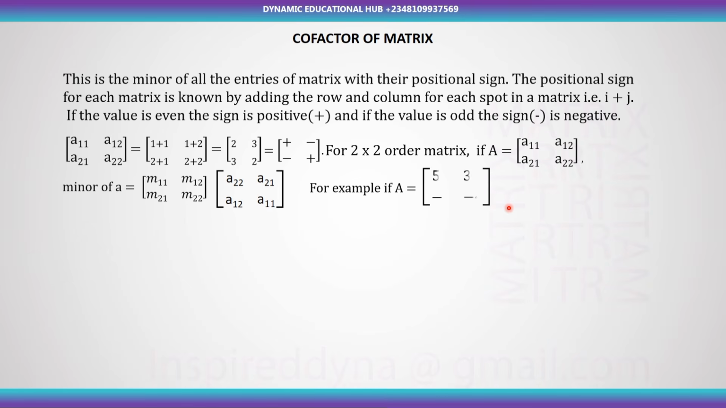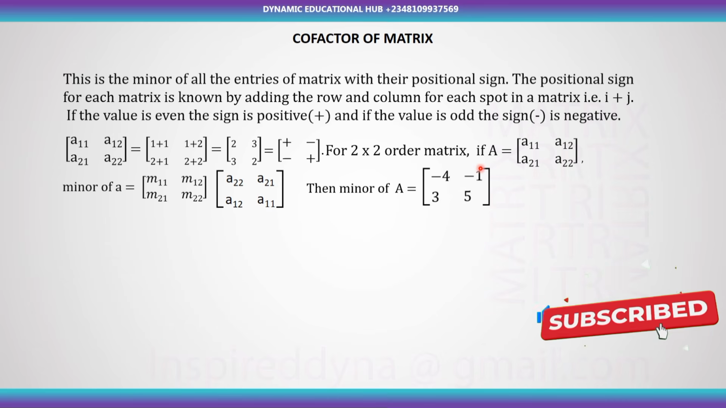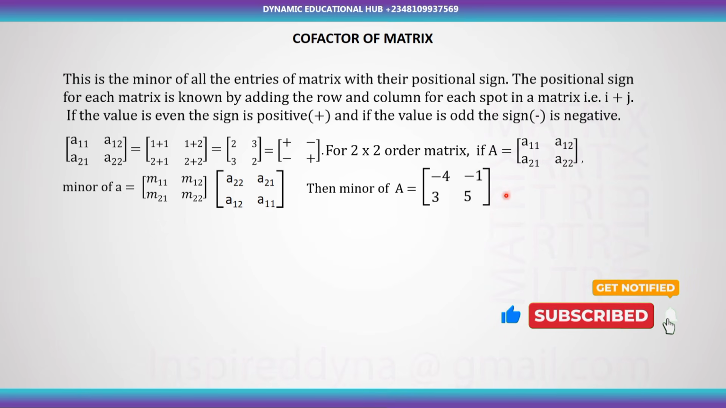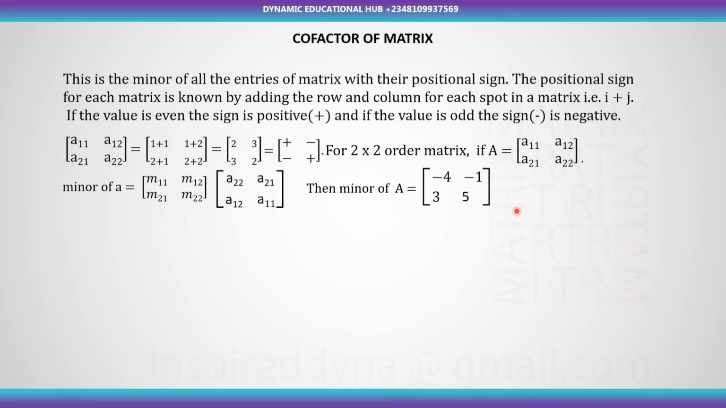For example, if A is this, let's look at a perfect example. We have numbers now. If A is this, how do we find the cofactor? It's quite simple. The first thing is, let's find the minor. We swap the diagonal. This is the minor of A. Now the next thing is to consider the positional sign to find the cofactor. Then the cofactor of A is going to be this, obviously.